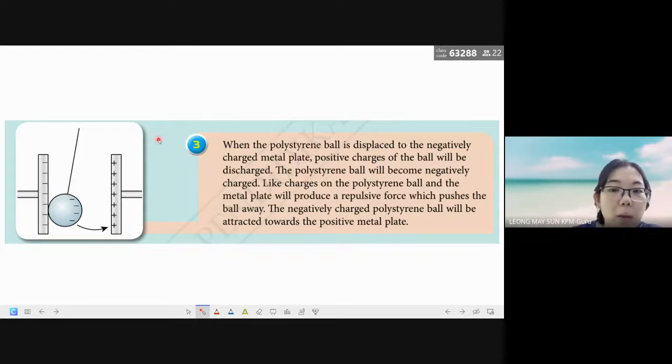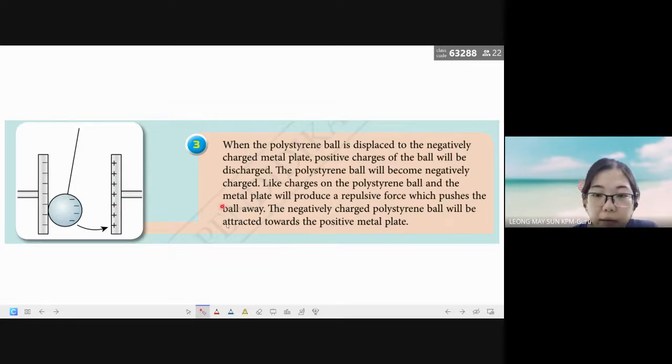I repeat, when the neutral polystyrene ball is displaced towards the negative plate, the positive charges on the ball get neutralized by the negative charges on the negative terminal. Because it's still connected, the negative charge will move into the ball, causing it to be negatively charged. It's connected to the negative terminal. So a negative ball with a negative plate will have repulsive force, and with the positive plate it has attractive force. So it will swing towards the positive plate due to the attractive force.